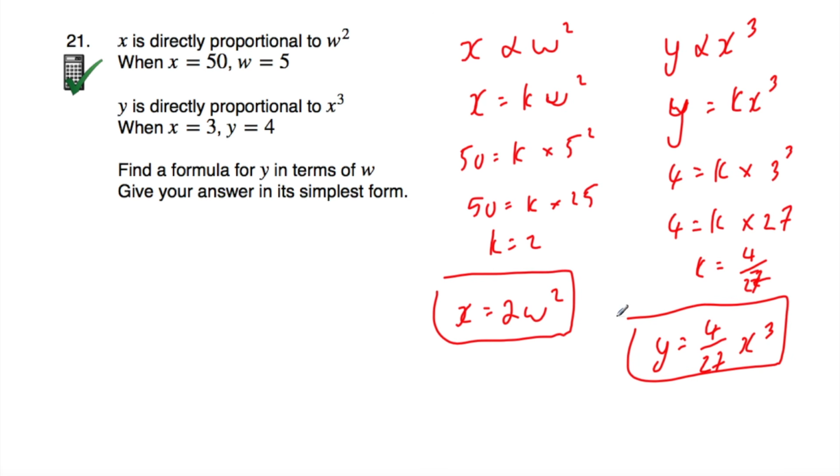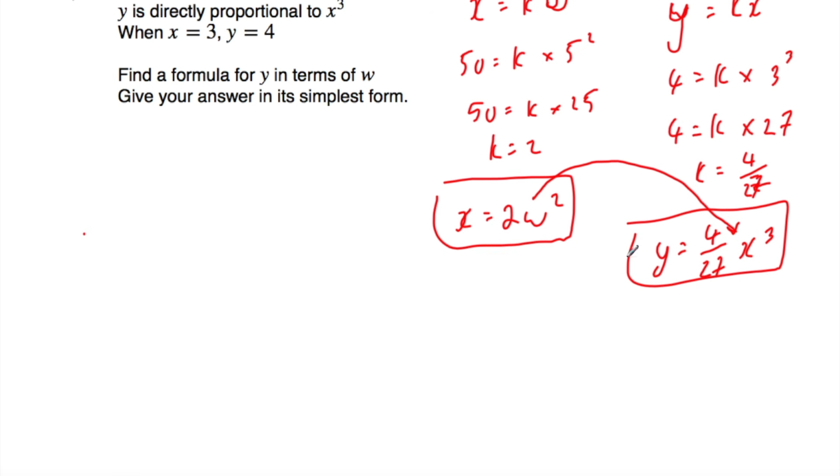Okay, so now we've got our two formulae. The question says, find a formula for y in terms of w. So if we look at our formula here, we've got y is equal to 4 27ths x cubed. Now, this is in terms of x. We want it in terms of w. But we know that x is equal to 2w squared. So we can substitute that into here and then work out our formula in terms of w. So let's do that. Here we'd have y is equal to 4 27ths, and then we've got x, but we're going to use 2w squared for that. So 2w squared, and then that is x cubed, so the little 3 there. So we're just replacing the x with the 2w squared.